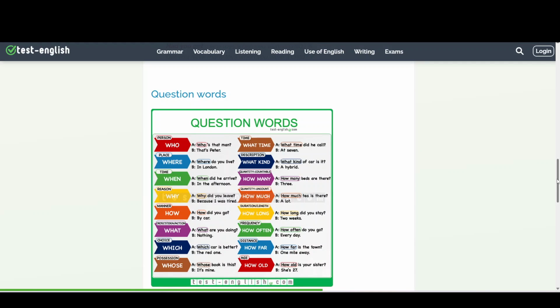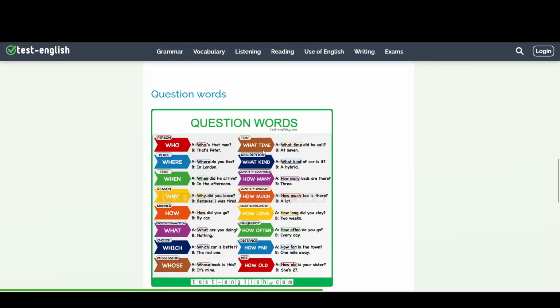Question words. We use who for a person. Who's that man? That's Peter. Where for a place. Where do you live? In London. When for a time. When did he arrive? In the afternoon.